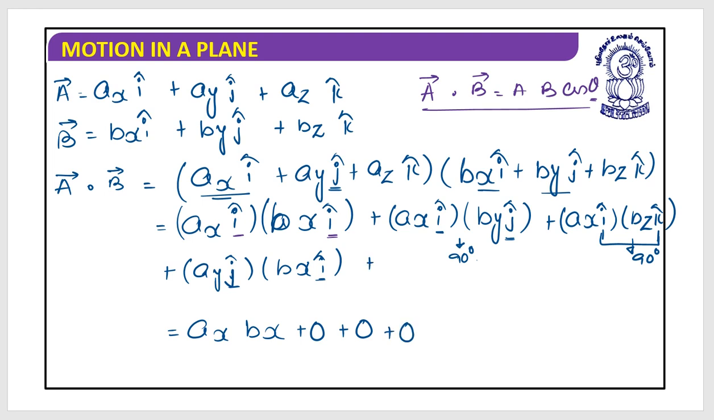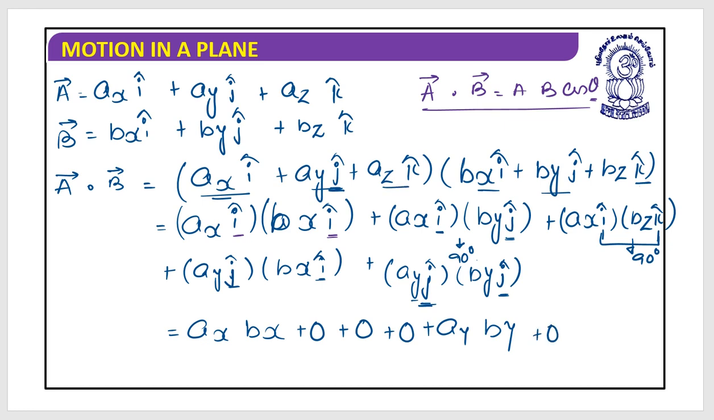Now it's the turn for ayj and byj. It's ayj cap into byj cap. Again, this is j cap, this is j cap, which means both are in the y direction. So this will be ay into by. Now I hope you remember and understand that this is j, this is k. Next, these two have an angle of 90 degrees, so it would be 0.